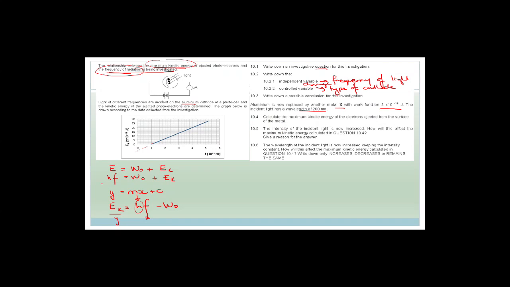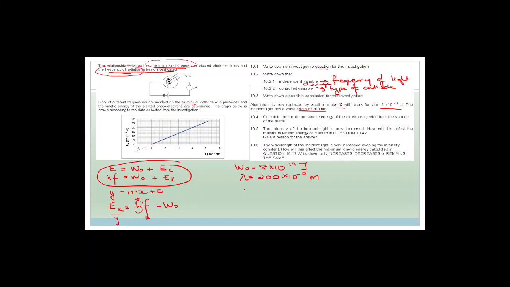Okay, so now we're going to be using this equation here. We are told that we have another metal which has a work function of 8 times 10 to the minus 19 joules. We are also told that the wavelength of the incident light is 200 nanometers. We have to convert that to meters, so it's times 10 to the negative 9 meters. Grade 12, you need to know that nano stands for minus 9.